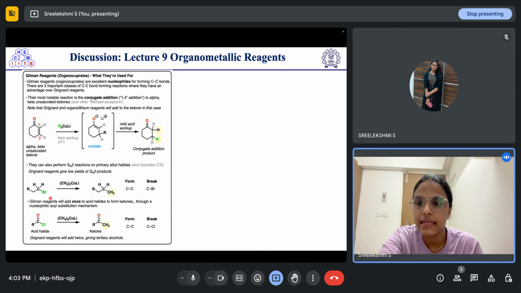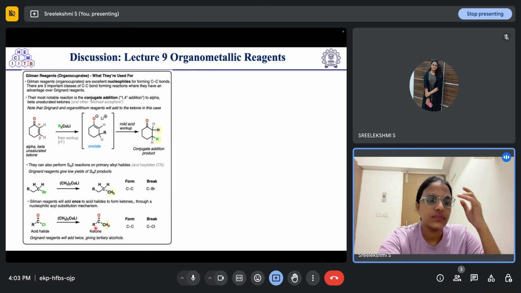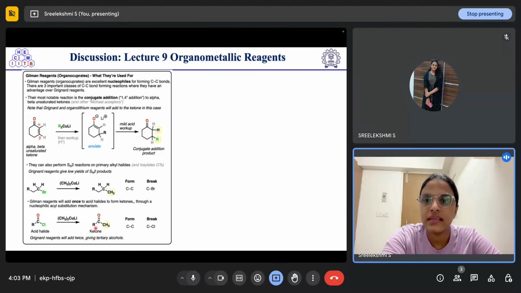Then another reaction which we saw for these organolithium compounds was the reaction of alkyl halides with organolithium compound, where the halogen will be replaced with this alkyl group. Similarly, in the case of acid halides, we can use these organolithium reagents to form ketones. So the main thing which we have to remember is that using Gilman reagent or organocopper reagents, 1,4 addition will be preferred over 1,2 addition.